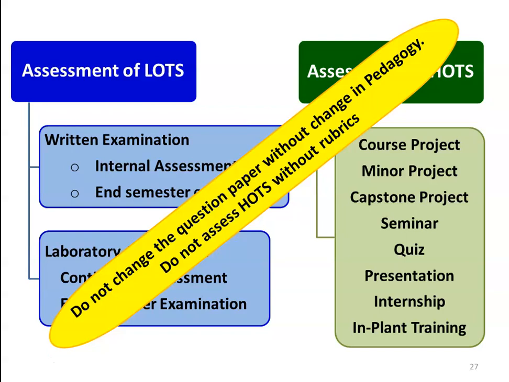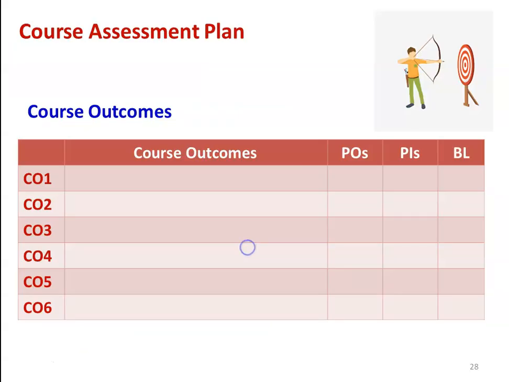So rubrics is a parameter which is used for effectively assessing the HOTS. The rubrics are also given in the examination reform booklet, you can refer to it and use it effectively, or you can Google search for rubrics. There are rubric softwares available. Using the software, you can set your rubrics for your assessment.